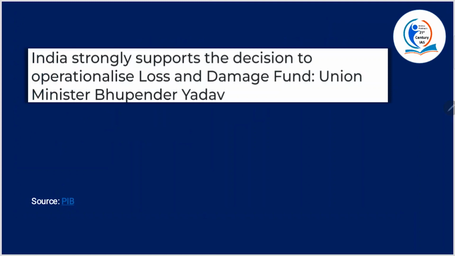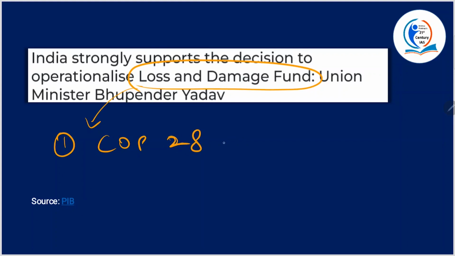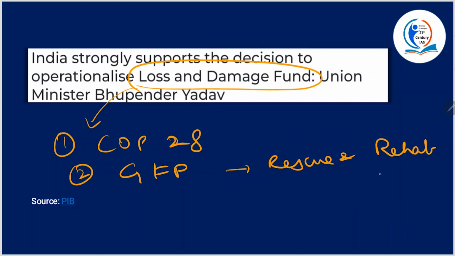Alright, now India strongly supports the decision to operationalize Loss and Damage Fund. Now, what is this Loss and Damage Fund? You have to know some points for prelims. This Loss and Damage Fund was operationalized at Conference of Parties 28, COP28 in Dubai. Alright, now what is it? It is a global financial package to ensure rescue and rehabilitation of countries which are facing the cascading effects of climate change.